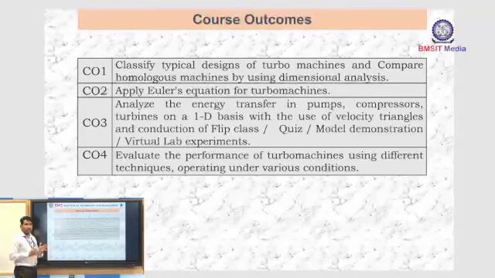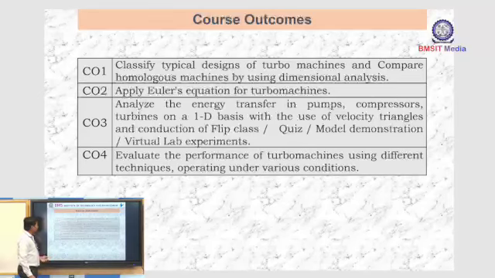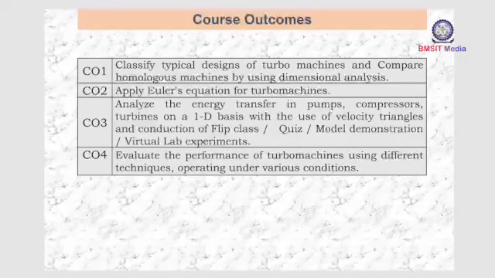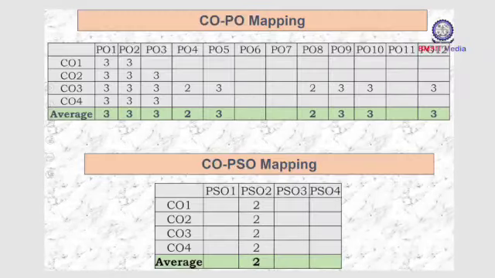As I told in the syllabus, in all the chapters, first we will deal with the classification of the turbo machines, either steam turbine, hydraulic turbine or a pump, and then compare homogeneous machines by using dimensional analysis. CO2 tells about applying Euler's equation for the turbo machines, and CO3 tells that students are able to analyze the energy transfer in the pump, compressor, turbines on a 1D basis with the use of velocity triangles, and conduction of flipped classes, quiz, model demonstration, virtual demonstration. And CO4 tells that the students will be able to evaluate the performance of the turbo machines using different techniques operating under various conditions. This is about the CO-PO mapping as well as the CO-PSO mapping.